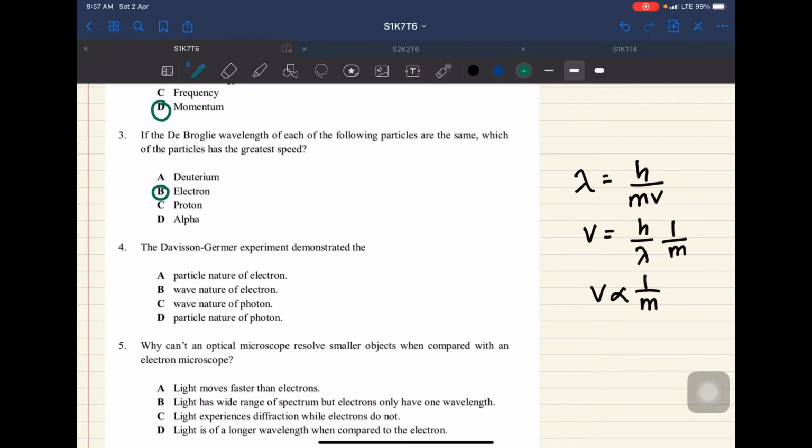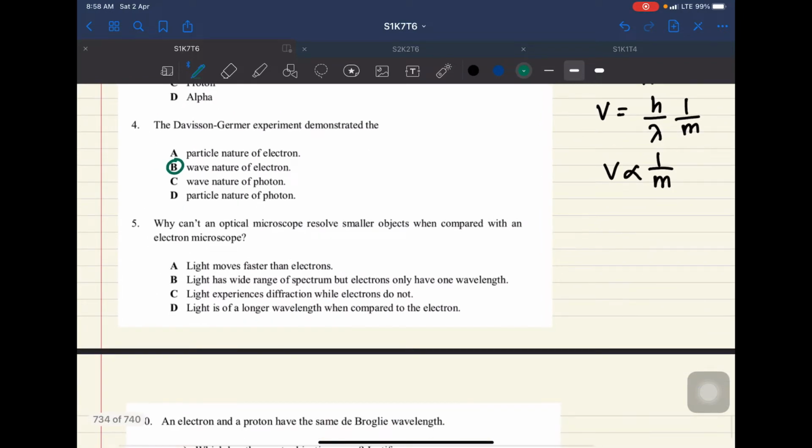Question number 4, the Davisson-Germer experiment demonstrates the wave nature of electron. So it shows that electron can give you a diffraction pattern. Question number 5, why can't an optical microscope resolve smaller object when compared with an electron microscope? Okay, the actual reason is because light is of a longer wavelength when compared to electron.